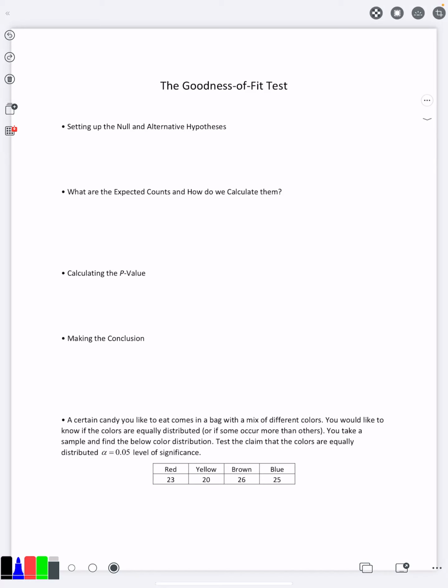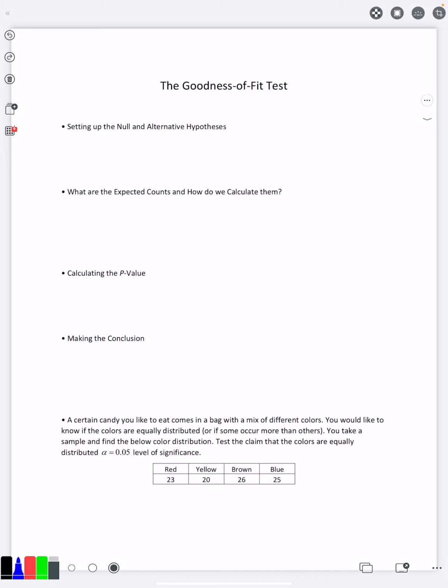Now, before I go into the details, I want to point out the example down here because I think it'll really help clarify what's going on. It says, a certain candy you like to eat comes in a bag with a mix of different colors. You would like to know if the colors are equally distributed or if some occur more than others. You take a sample and you find out how many of each color there are, and then we're trying to test whether, based on this sample, they really do randomly make them equal in color or if they make some colors more often than others.